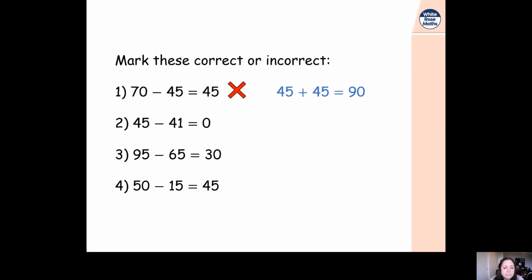45 minus 41 can't be 0, because to be 0, it would have to be 45 minus 45. And also, we know that 5 minus 1 is equal to 4, not 0.